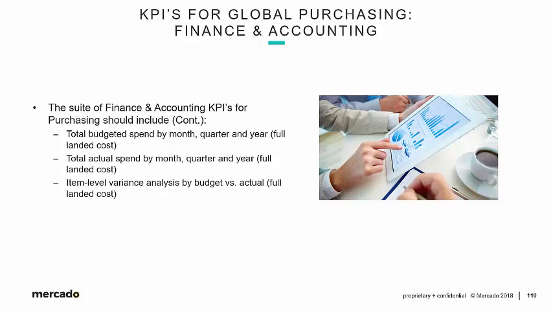What else do we have for the suite of finance and accounting KPIs for purchasing? In the previous slide, we looked at unit cost. We have been maniacal about the emphasis we've put on landed cost. So naturally, in an import environment, we have to measure landed cost. That's what this slide is. Total budgeted spend by month, quarter, and year for landed cost. Total actual spend, so we can do that variance analysis between what we thought we were going to spend on landed cost versus what we actually spent. And once again, third sub-bullet, item level variance analysis between what we budgeted to spend and what we actually spent.